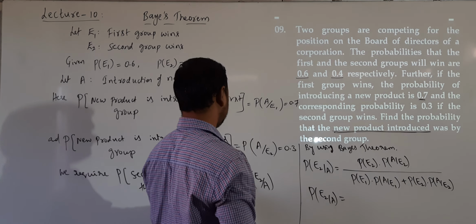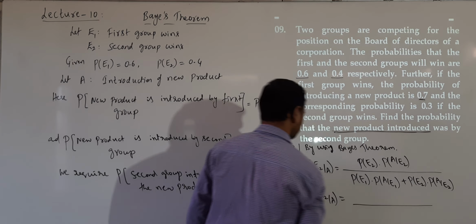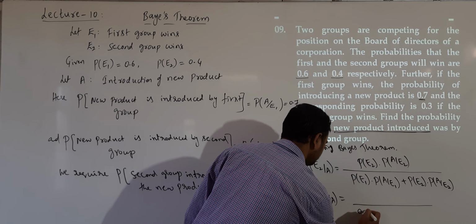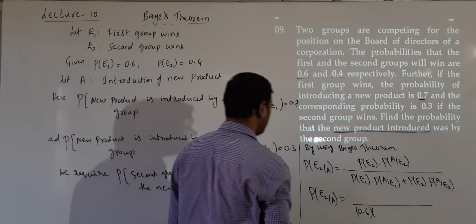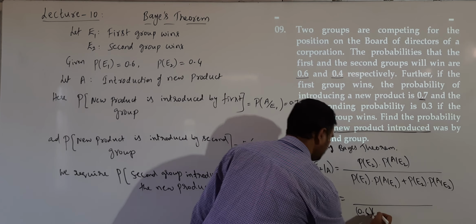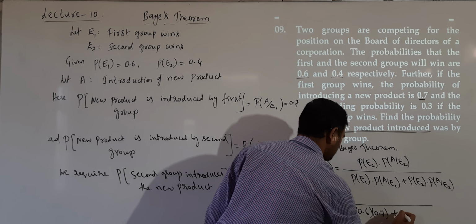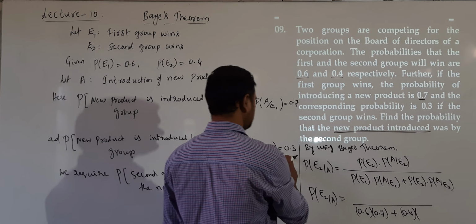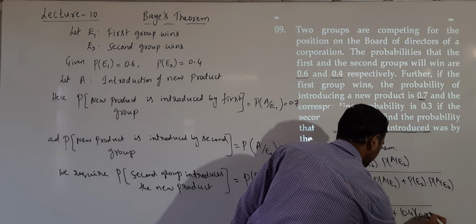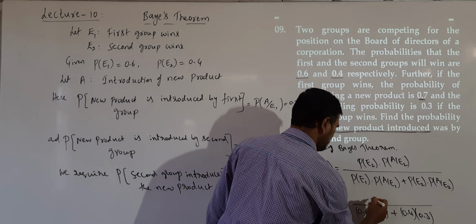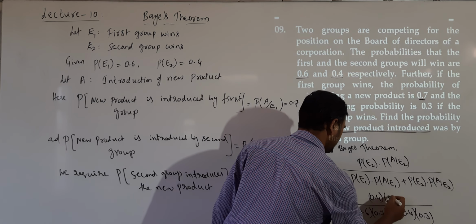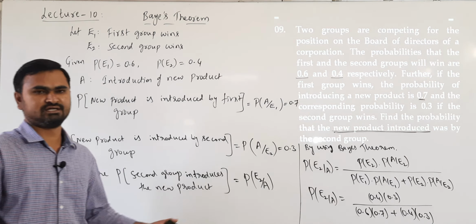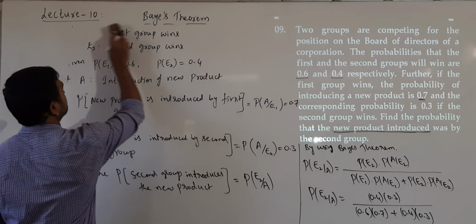So, the denominator I write first. P of E1 is 0.6, P of A given E1 is 0.7, plus P of E2 is 0.4, P of A given E2 is 0.3. So, we write the second case in the numerator, 0.4 into 0.3. So, multiply and simplify, we will get the answer. So, what is the answer here?